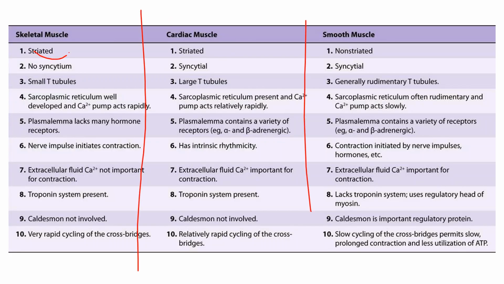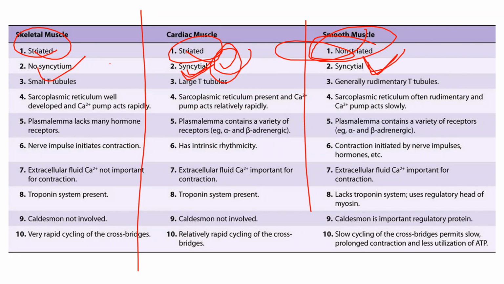The skeletal muscle is striated, cardiac muscle is also striated, and smooth is non-striated. Here, skeletal is non-syncytium, and this is a syncytium, that is, more than one nucleus is present, and this one is also syncytial. In skeletal muscle, small T tubules are there, in cardiac they are large, and in smooth muscle there are rudimentary T tubules.